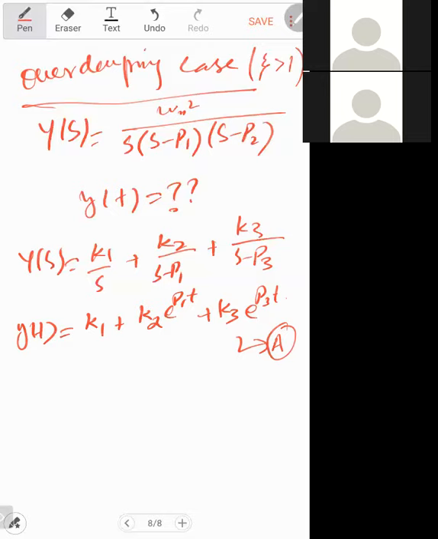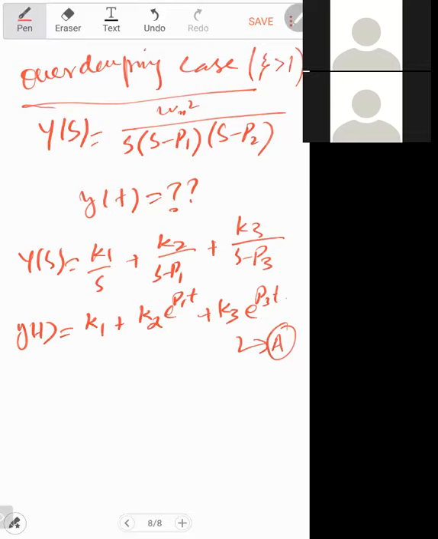We are going to find the values of K1, K2 and K3, and we can easily do this because the roots are real in this case. They may be complex also, but the roots are not the same, they are not repeated, so you can use the first method of partial fraction when you do not have repeated roots.